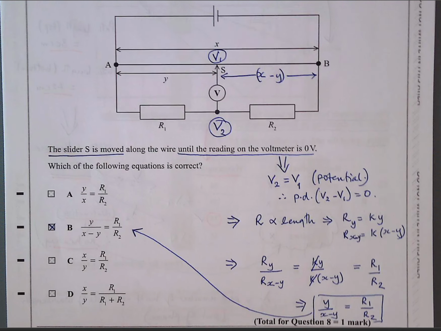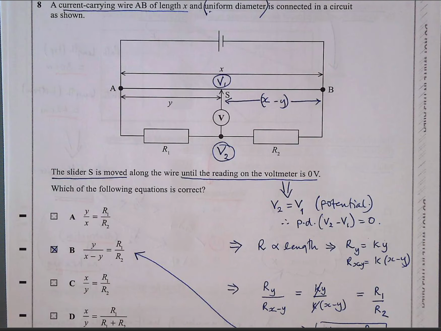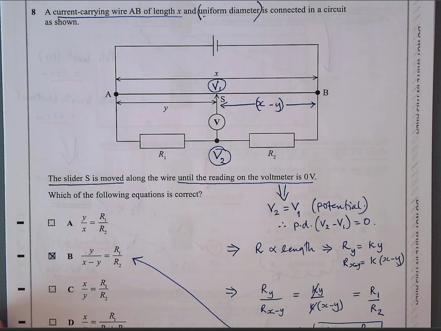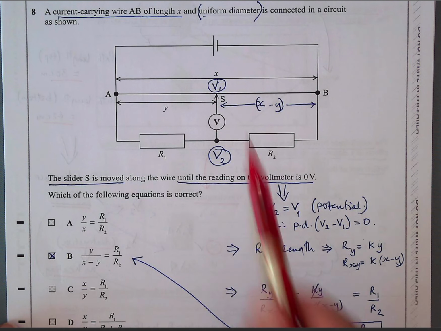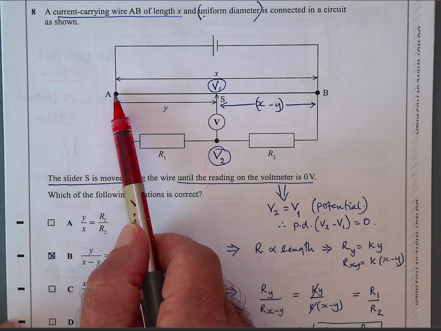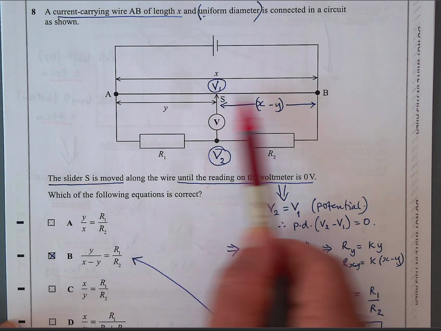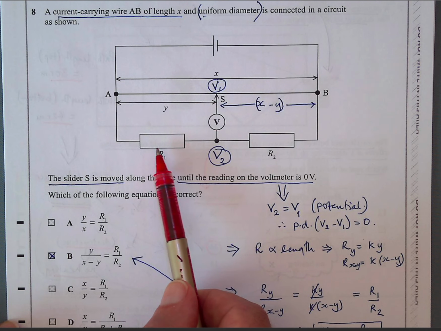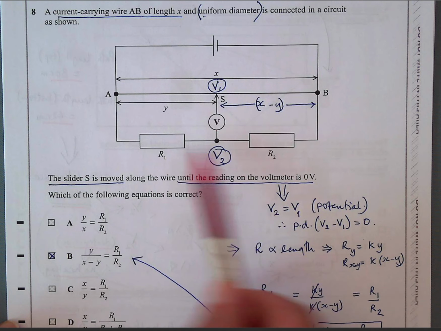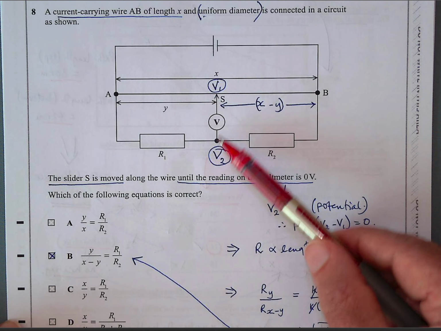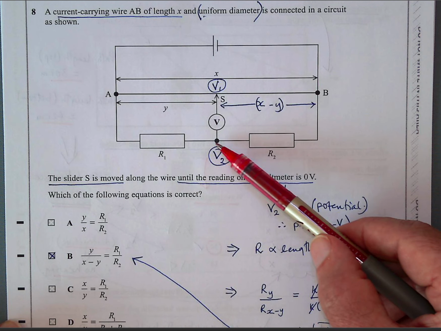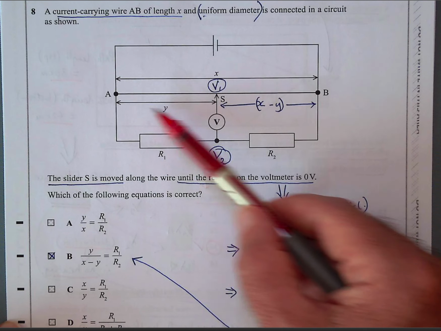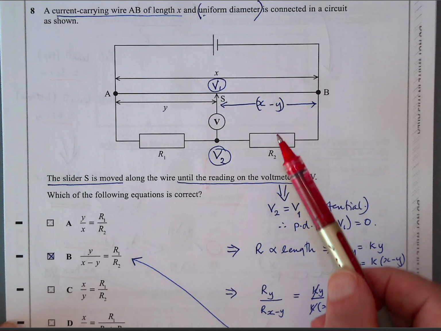Question 8 is to do with potential dividers. Basically, this is a cell which has two paths in parallel. You've got a wire going from A to B, a length of wire X, and then the second path is going through two fixed resistors, R1 and R2. And then looking at the difference in the voltage between the two resistors compared with the difference in voltage at a value of Y across the length of wire.